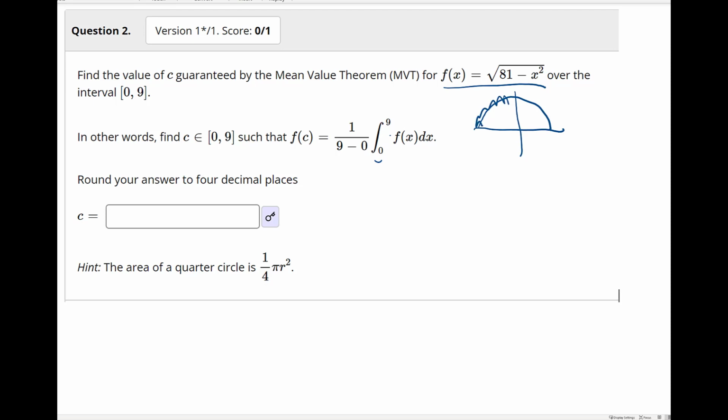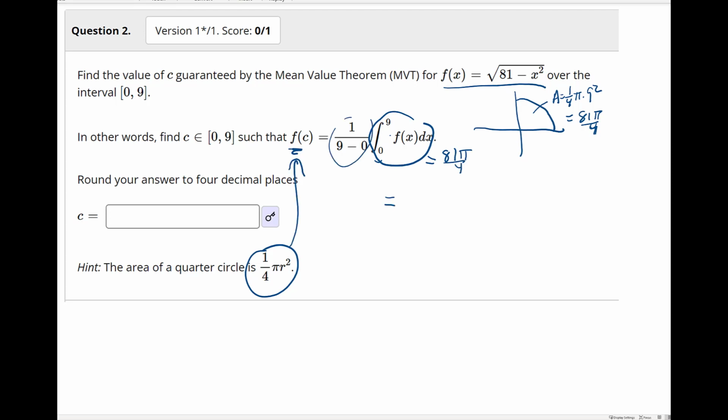I'm afraid if I do the eraser, it's just going to get rid of the whole semicircle, so that's fine. Let's draw this part. And the area of a circle is pi r squared, and they give this nice little hint that the area of a quarter circle is 1/4 pi r squared. So the area here is going to be 1/4 pi times 9 squared, or 81 pi over 4. So this part right here is just going to be 81 pi over 4.